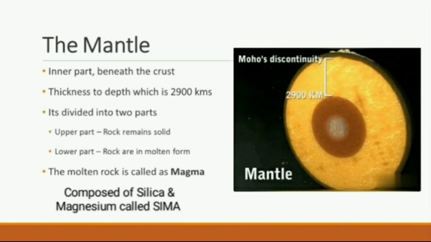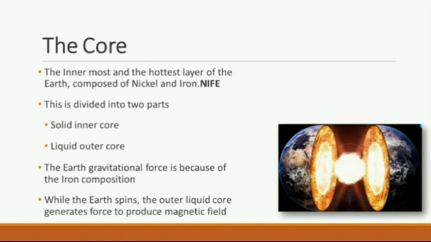In between the crust and the core lies the mantle. Major elements of this are silica and magnesium called Sima. You have 2 parts in mantle, upper and lower. Upper part is solid, lower part is in the form of molten rocks that is called as magma. The core, innermost and hottest layer, and the components are nickel and iron. The presence of iron in large amount is responsible for Earth's gravitational force.